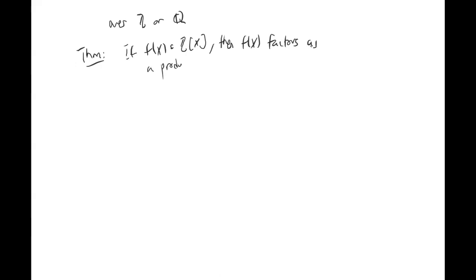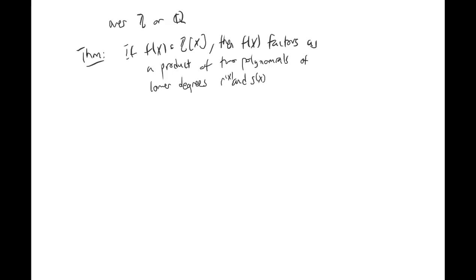So what about that? Well, there's a theorem where we say if f of x is in Z of x, then f of x factors as a product of two polynomials of lower degrees R and S. I don't like the notation of the book because they use R and S, but so I'm gonna use this.